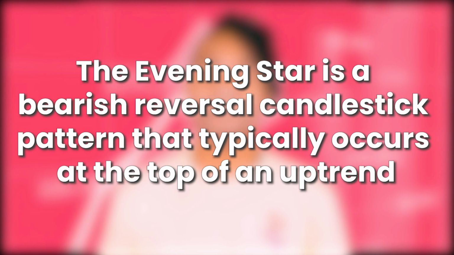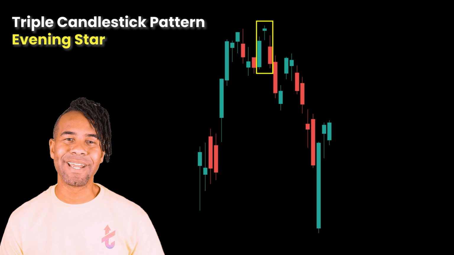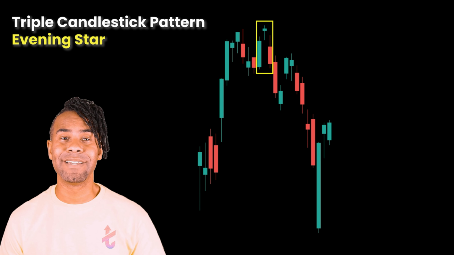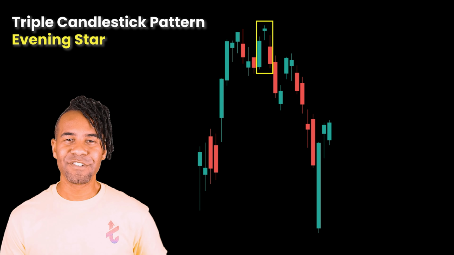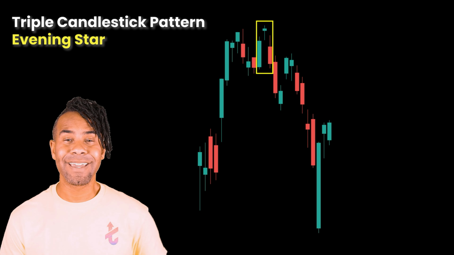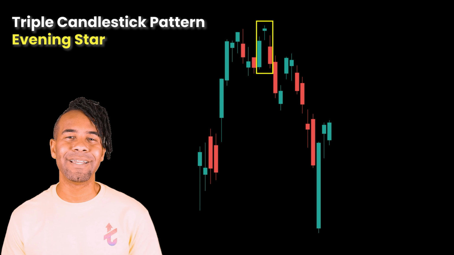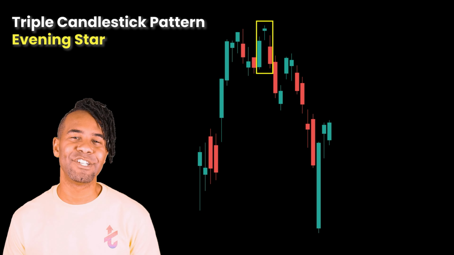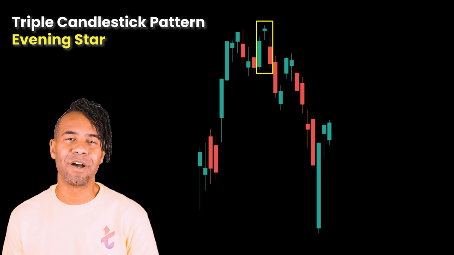The evening star is a bearish reversal candlestick pattern that typically occurs at the top of an uptrend, signaling a shift from bullish to bearish market sentiment. It consists of 3 candlesticks and is considered a strong indicator of a potential trend reversal because sellers are in control. The first candle is a long bullish candle indicating strong buying pressure and a continuation of the existing uptrend. The second candle is a small body candle that represents indecision in the market. It can be bullish or bearish, and it reflects uncertainty amongst traders.